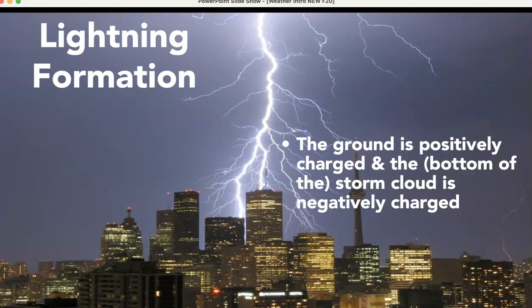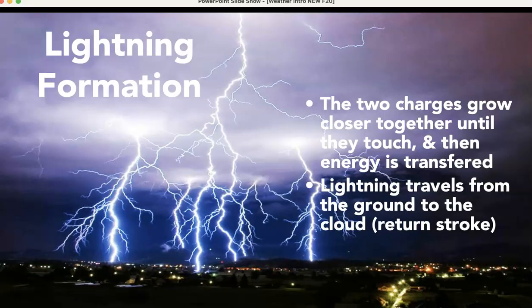It's complicated as well. The neat thing, and you won't believe me, is that lightning actually goes from the ground up. You don't see it that way, all right? But it does go from the ground up. The charge of the earth attempts to reach the charge in the cloud. So the ground is positively charged, the storm is negatively charged. The two charges grow closer and closer together until they touch. The energy is transferred. Lightning travels from the ground to the cloud.